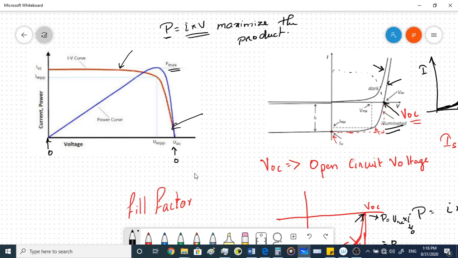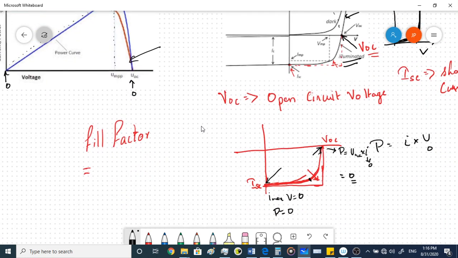But then the power keeps increasing in this fashion here linearly. At some point you will get the maximum power, which is the maximum of the product of current and voltage. So this is your maximum power point, right? Now in this graph also, at some point, let's say this point, you will get the maximum power. So let's plot that graph as well. So the maximum power is somewhere at this point, right?